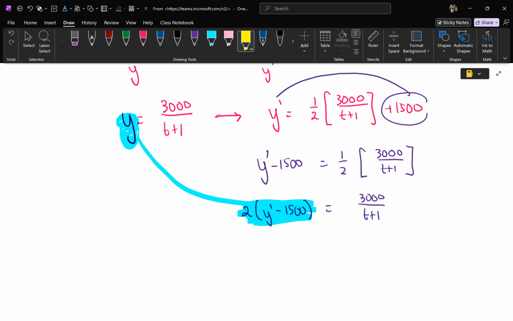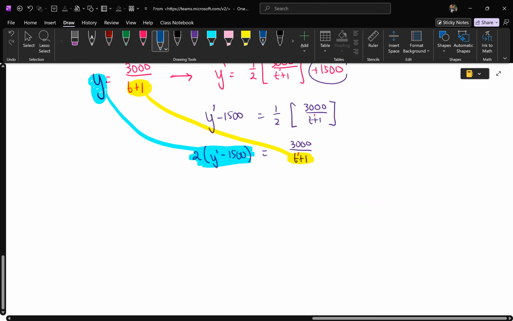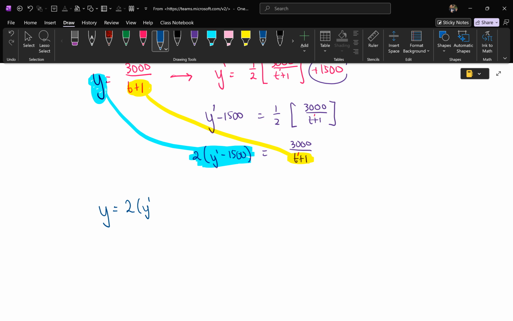And then original, sorry, I should have put a dash for t's. So this is new t, new t, new t. So then we also have old t is equal to new t. So those two match. So if we put them together, this is what you get. You get original y is equal to 2 bracket y dash minus 1500. Whilst the other one is t plus 1.